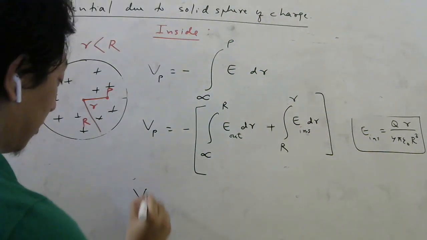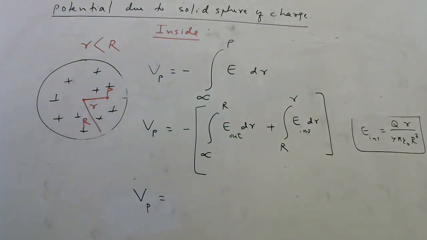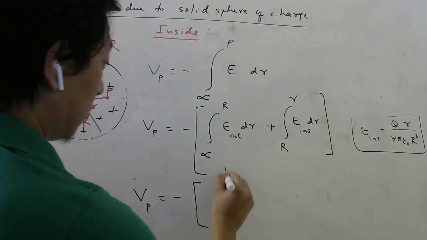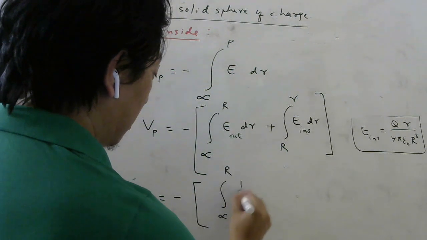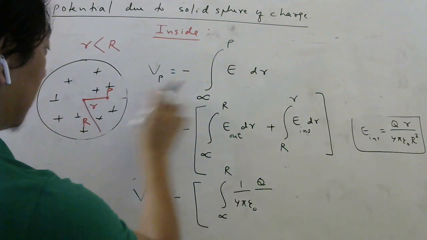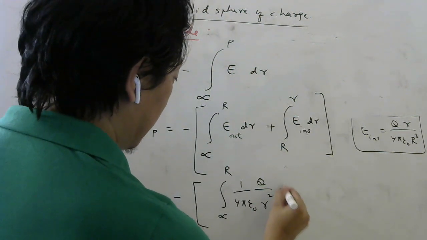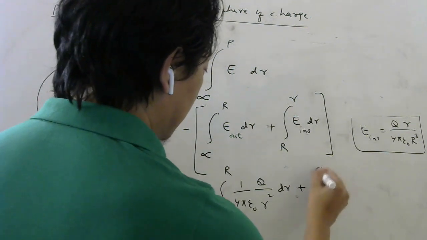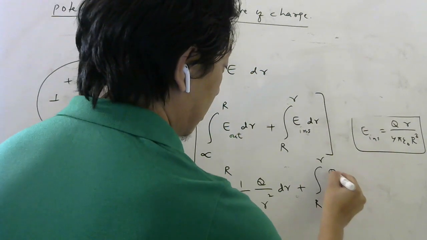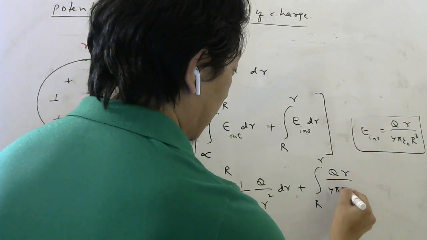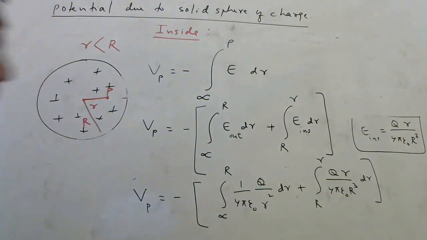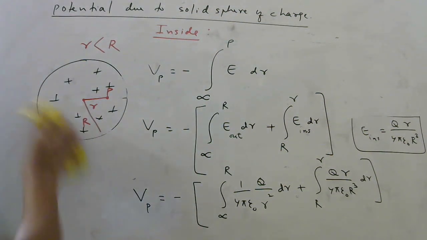So let us calculate potential at point P. So minus, this is infinity to R. What was the electric field outside? The formula outside was 1 by 4 pi epsilon naught, capital Q by the distance from the center, which is small r, dr. This is outside, plus capital R to small r, inside. What is the formula? This is the formula: Q r by 4 pi epsilon naught R cube dr. So this integration we will do now. Now we don't need this diagram.